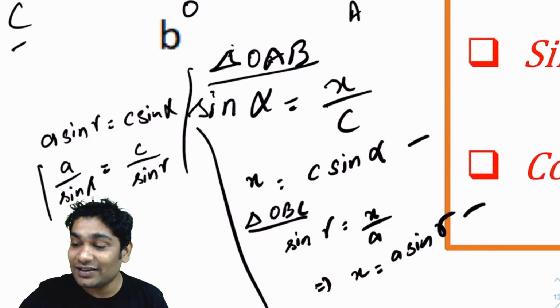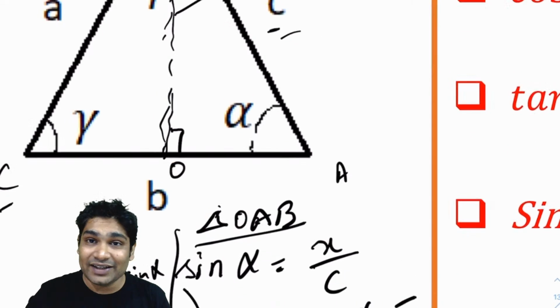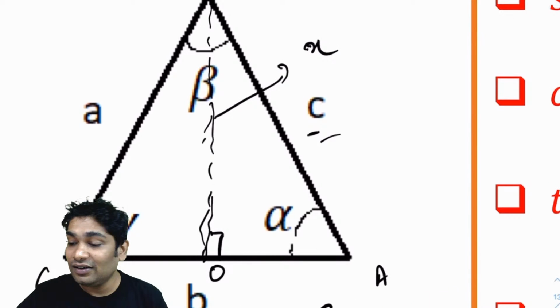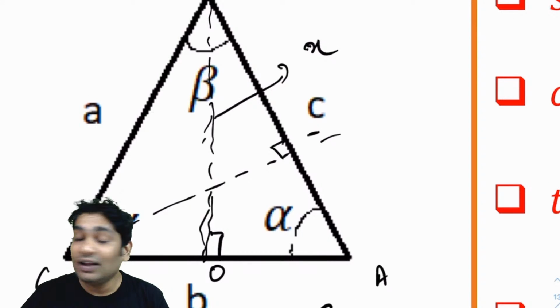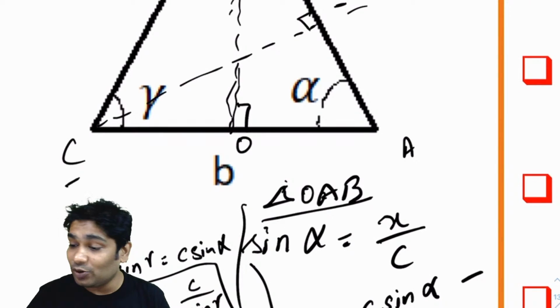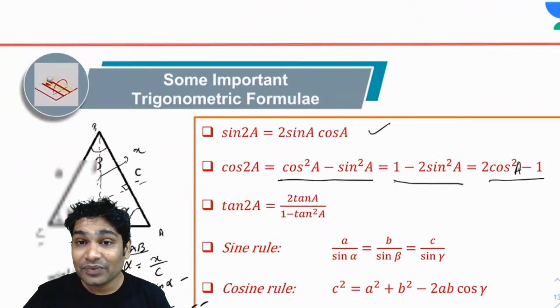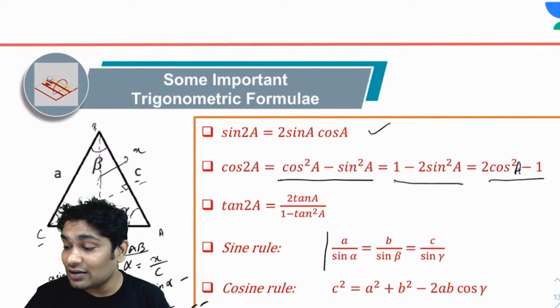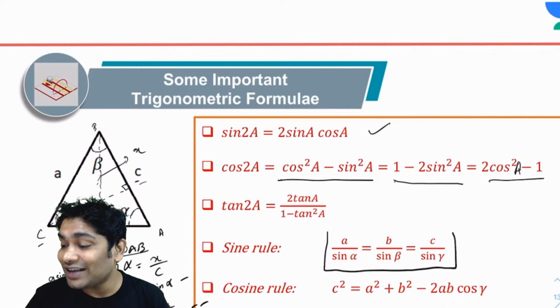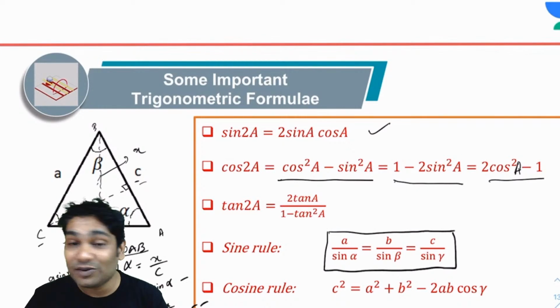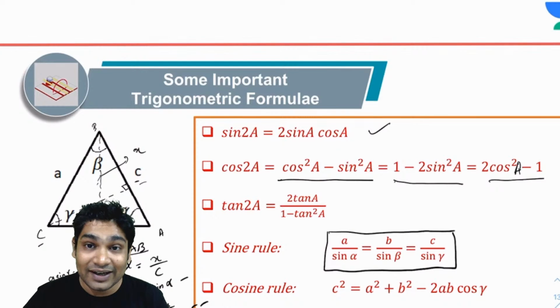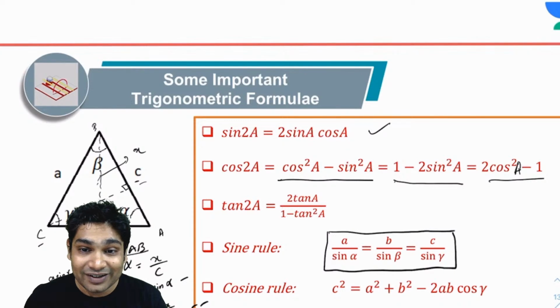You already got this. Now, once you get this, you just need to drop another perpendicular maybe here, and in a similar manner, you'll be able to prove the third part also. So sine rule says that a over sine alpha equals b over sine beta equals c over sine gamma. It is very easy to derive also.